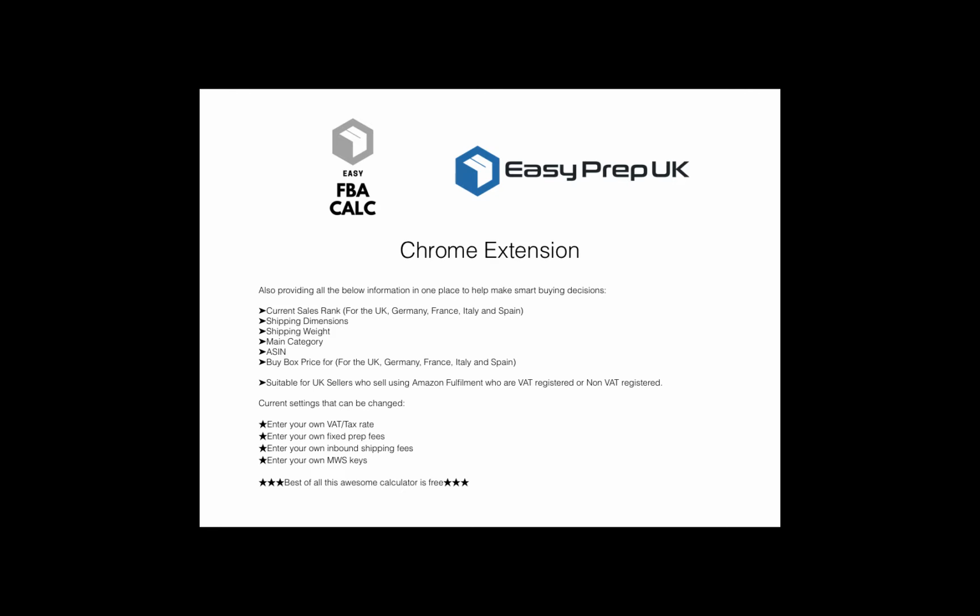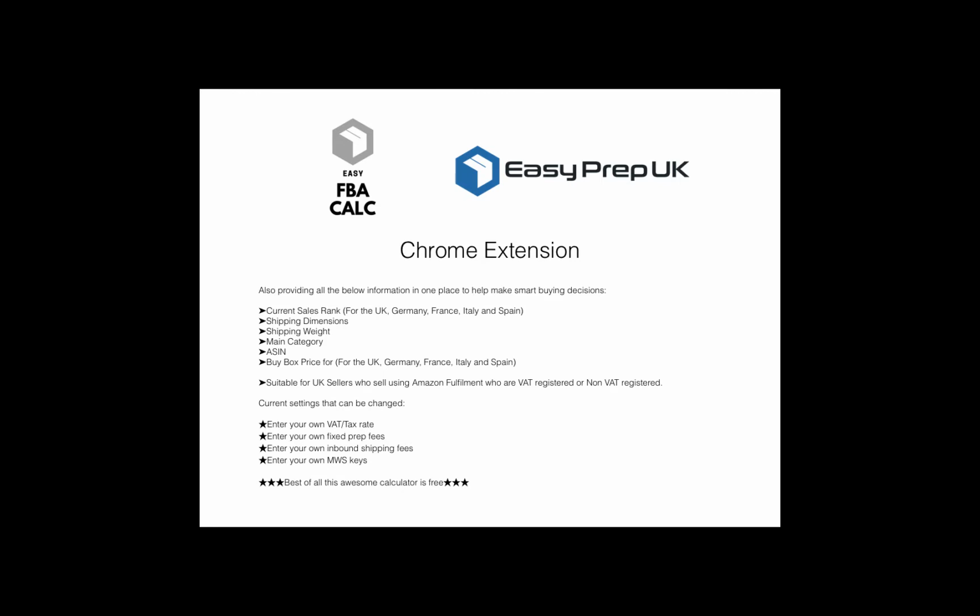It will show you the current sales rank for the UK and also Germany, France, Italy and Spain. It will show you shipping dimensions of the product you're looking at, so you can get an idea if it's standard size or really oversized, which you might want to stay away from depending on your strategy. We'll tell you the main category the product is in, because sometimes we can get tricked into thinking, oh, that toy is a really low bestseller rank, and then all of a sudden you find out it was in baby, which is a totally different kettle of fish in the rankings.